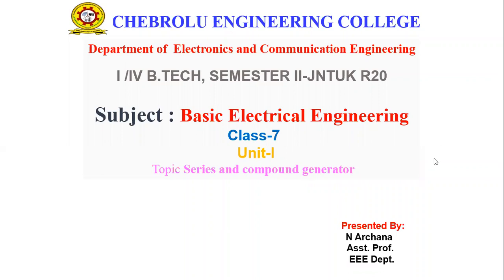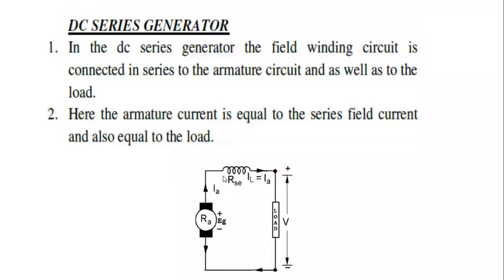The shunt generator was discussed in the previous class. Now, in the present class, we discuss the series and the compound generators. Depending upon the field winding connection, the DC generators are classified into shunt, series, and compound.